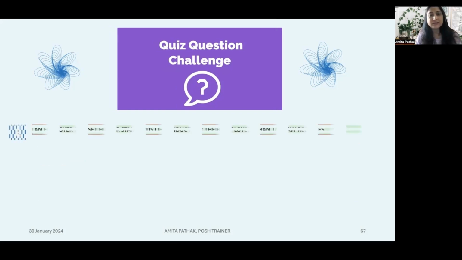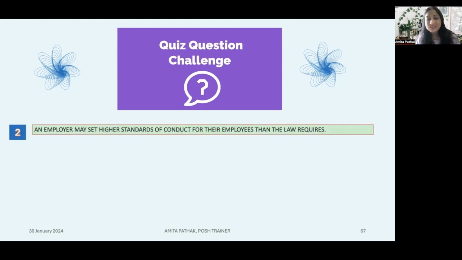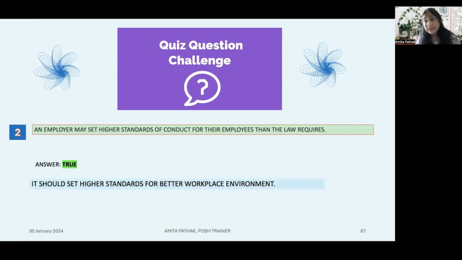Next comes the next question. An employer may set higher standards of conduct for their employees than the law requires? Absolutely yes. The employer can create better workplace policies and a better workplace environment.